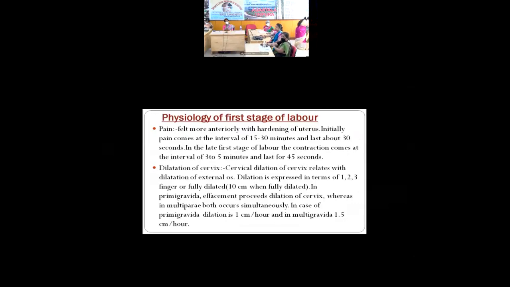Dilatation of cervix is related with the dilatation of the external os, and dilatation is expressed in terms of 1 to 3 fingers or fully dilated. We can see the cervical diameter is 10 centimeter. You can see it's fully dilated. In primigravida, effacement precedes the dilatation of cervix. In multipara, both occur simultaneously. In primigravida, dilatation is 1 centimeter per hour, in multipara 1.5 centimeter per hour.